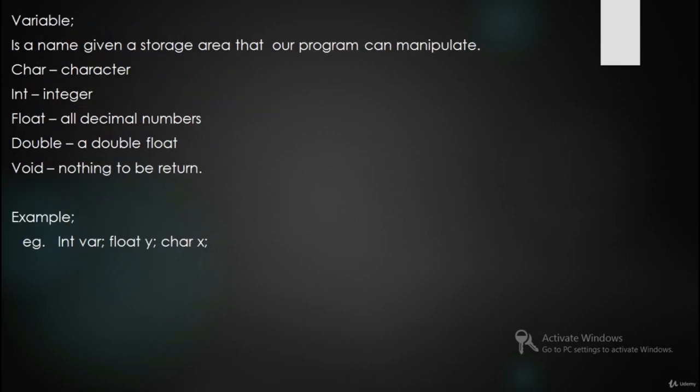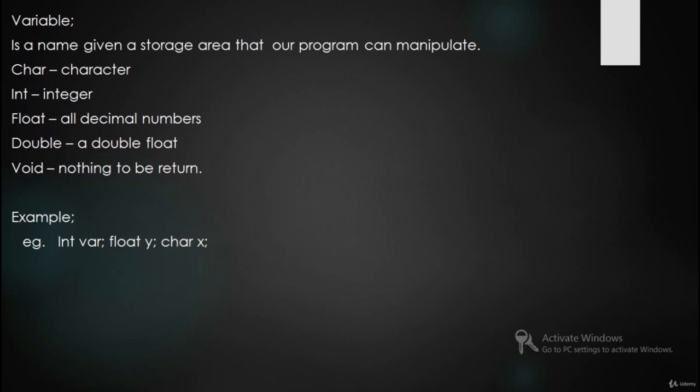Hi, in our previous lesson, we learned about data types. We also learned about the basic data types, the size or the bytes they occupy in a computer memory, and then their format specifiers. In this topic, we are going to learn something about variables, and we can see a variable is a name given to a storage area that a computer or program can manipulate. It is also an entity which changes during execution of a program.